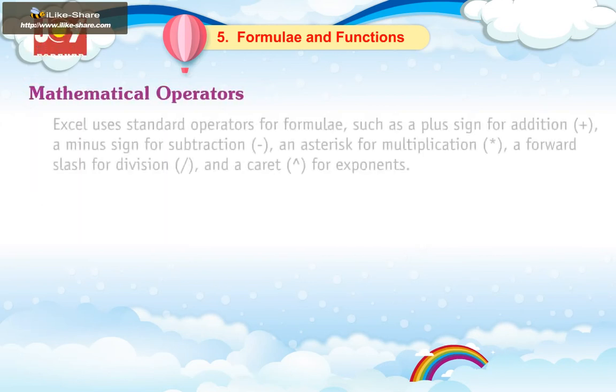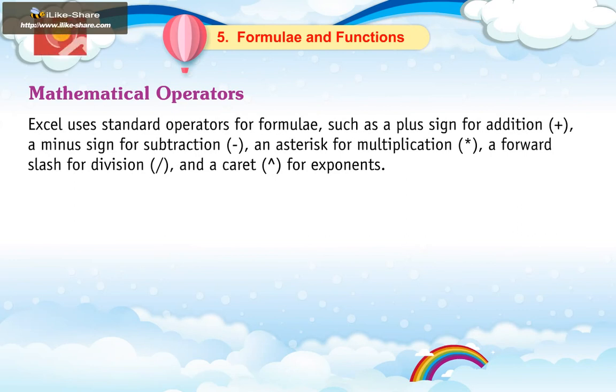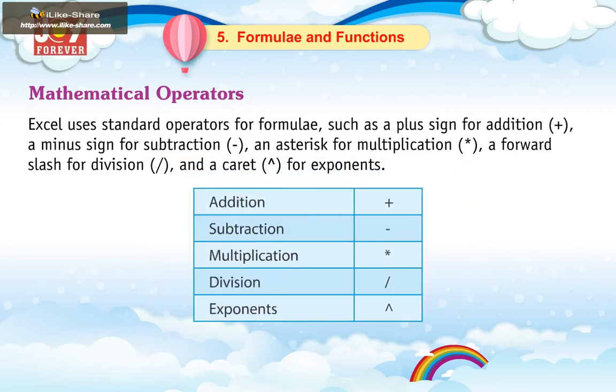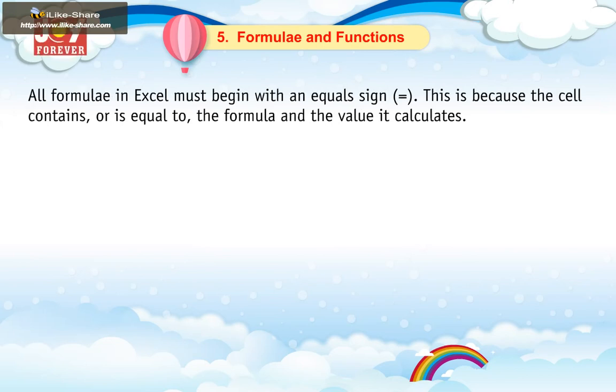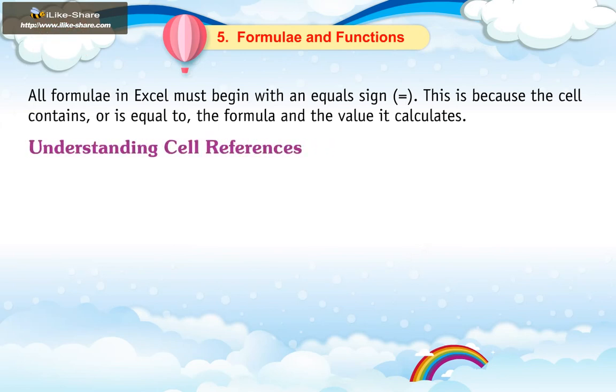Mathematical operators. Excel uses standard operators for formulae, such as a plus sign for addition, a minus sign for subtraction, an asterisk for multiplication, a forward slash for division, and a caret for exponents. All formulae in Excel must begin with an equal sign. This is because the cell contains, or is equal to, the formula and the value it calculates.